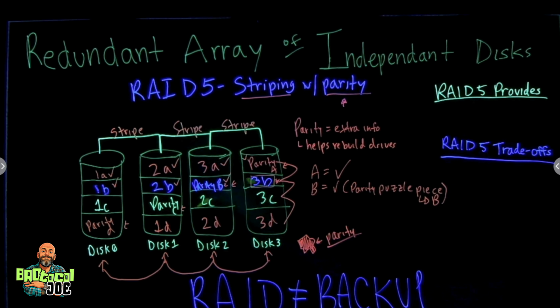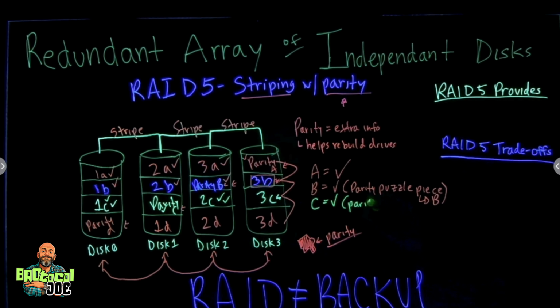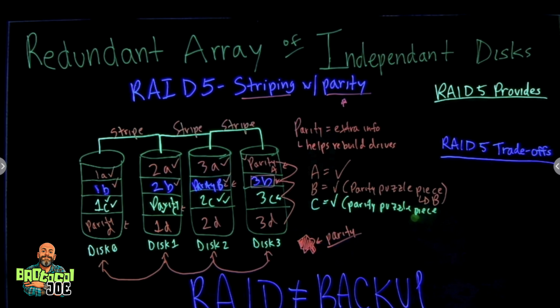Now you're going to notice a little trend here. We have 1C, parity of C, 2C. So we're missing 3C, but we have 1C, 2C, and parity of C. So just like B, we're good because we have the parity puzzle piece, because we are rebuilding 3C. So now D, notice we have parity of D, 1D, and 2D. So we're missing 3D, but we do have, again, said puzzle piece.